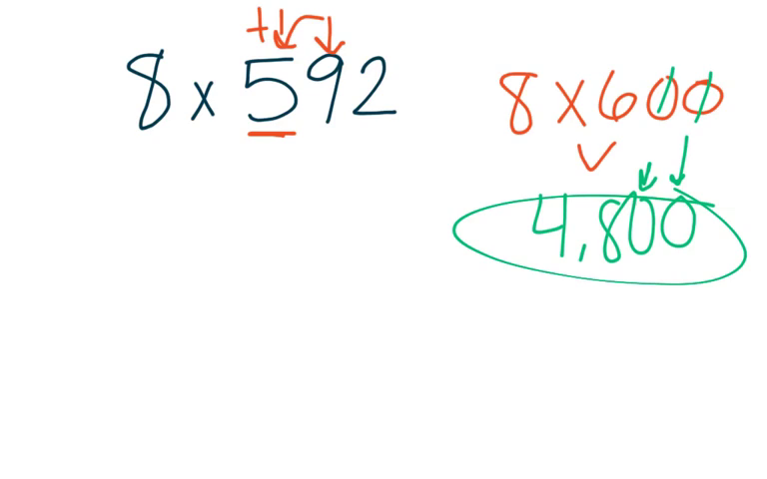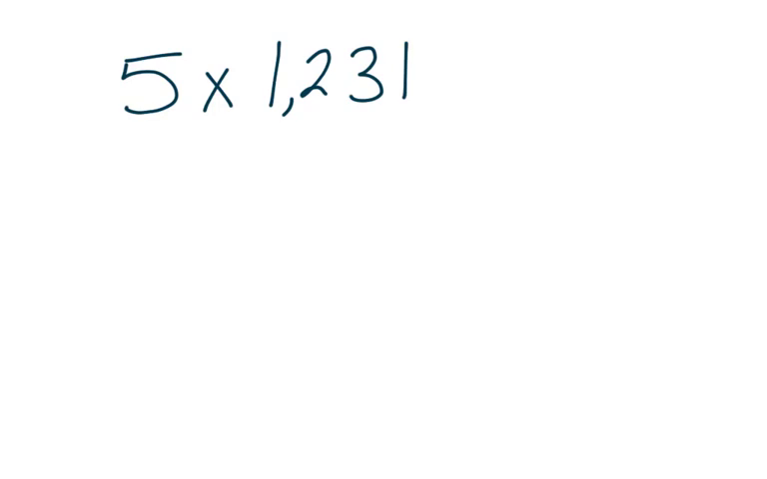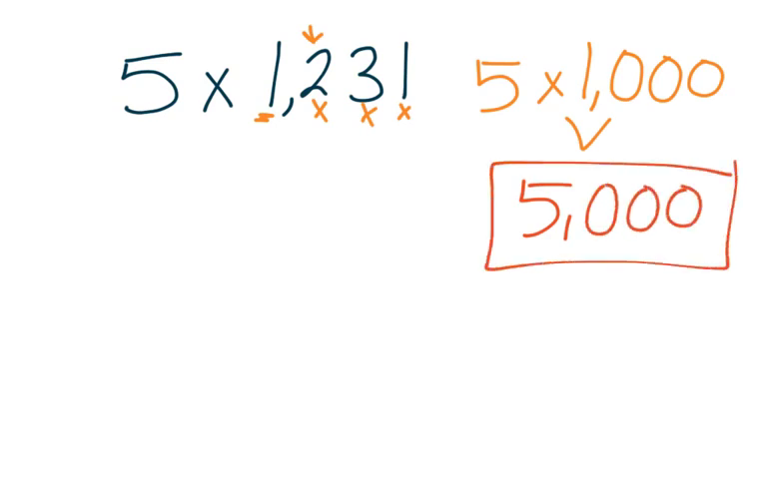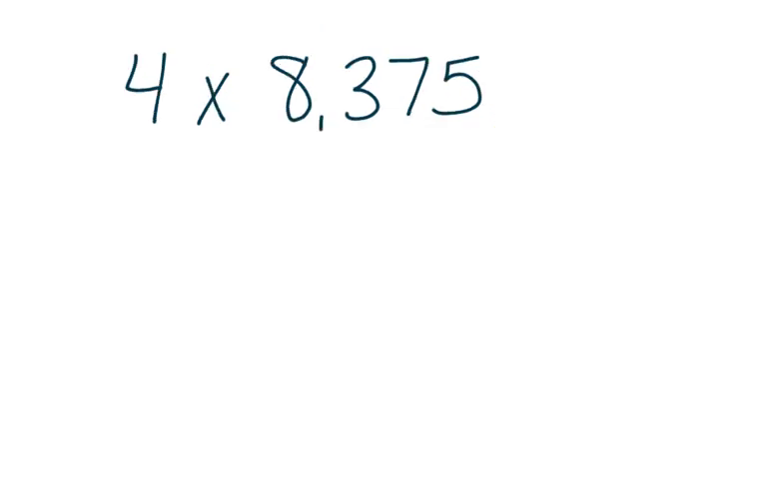All right, let's take a look at an even larger number. This number is going to be in the thousands place. I have 5 times 1,231. And I'm going to round to my greatest place value, which is my thousands place. My neighbor is a 2, so I'm just going to ignore. This number is going to round to 5 times 1,000. And when I multiply 5 times 1,000, my estimate is 5,000.